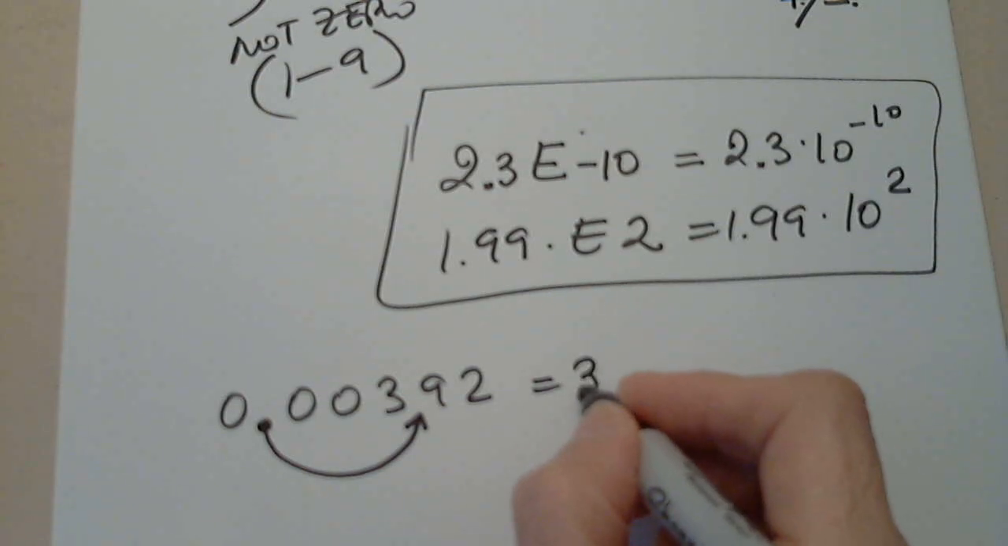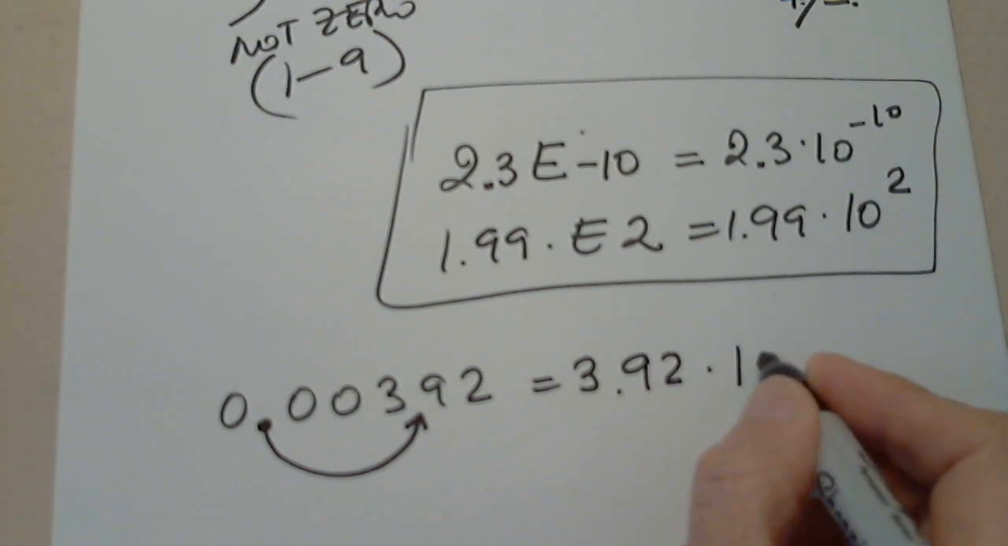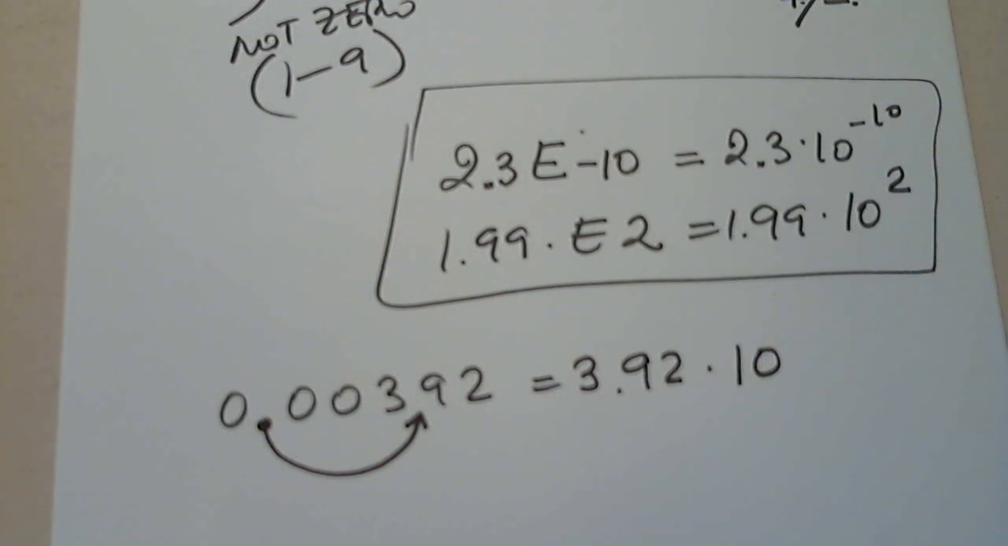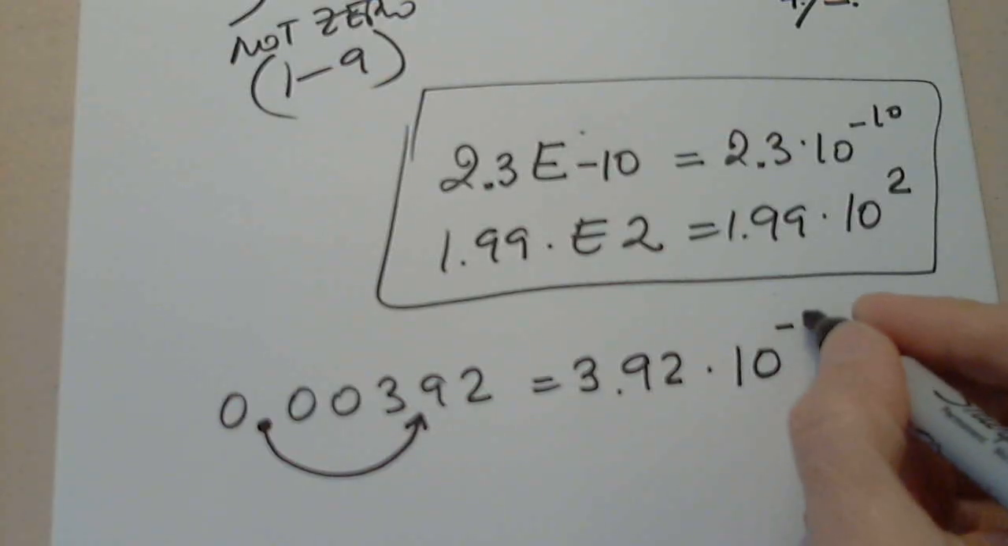So then this is 3.92, but I have to come up with a power of 10, and the power of 10, because it's a small number, it has to be negative.